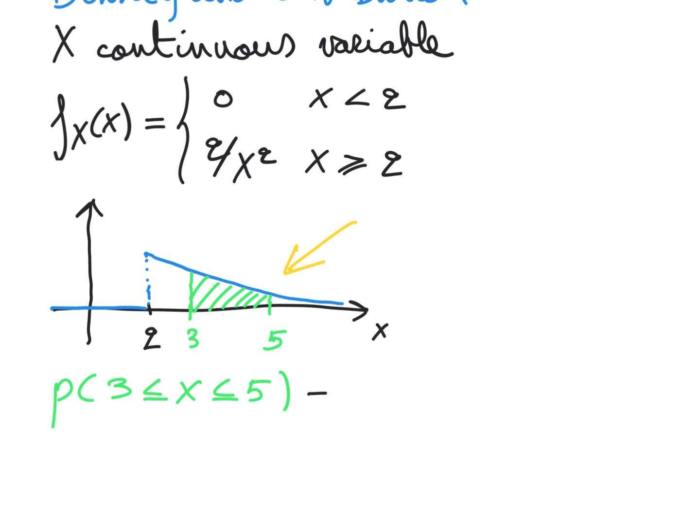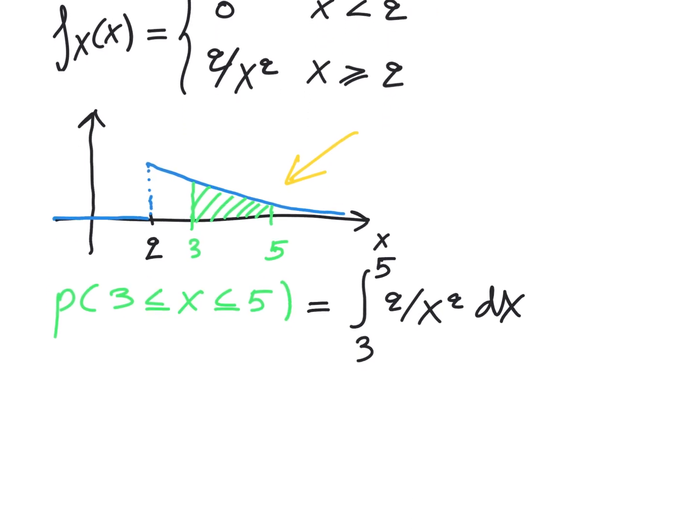So in this case, we get the integral from 3 to 5 of the function 2 over x squared. Now, this is not a very difficult function to integrate. I think you can all compute that the antiderivative of 2 over x squared is actually minus 2 over x.